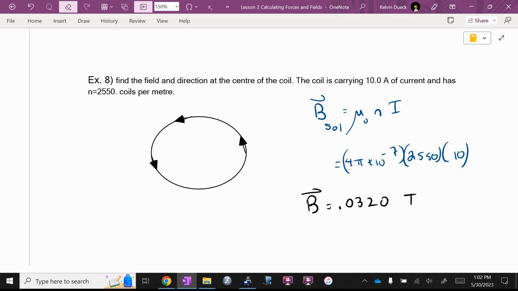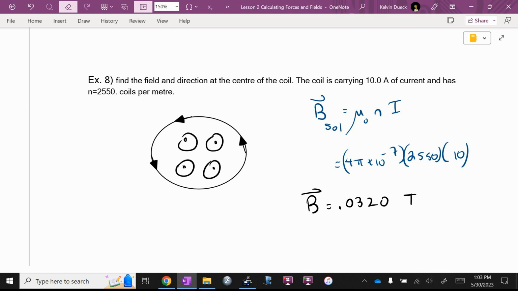I guess the only way that I could hold the solenoid and curl my fingers in the direction of the current, using my screen, would be if I hold my hand like this. Now my fingers curl in the direction of the current. Is the North Pole coming out of the page towards us, or is it going into the page away from us? Out of the page. The North Pole is coming out of the page towards us.